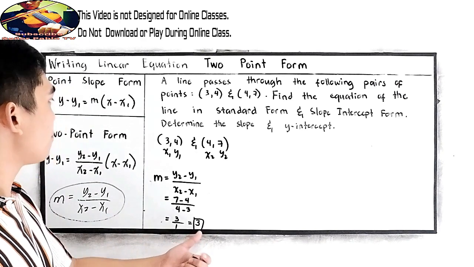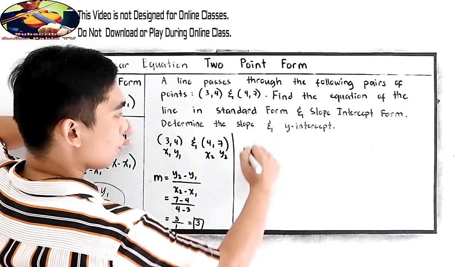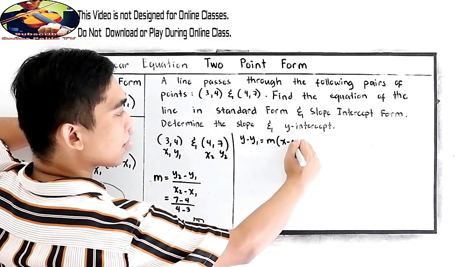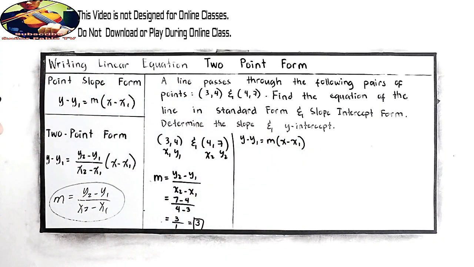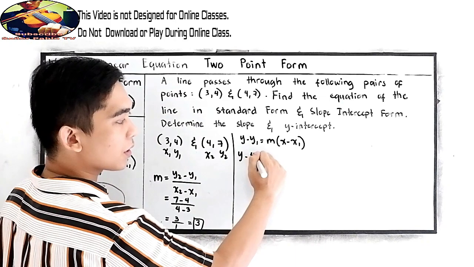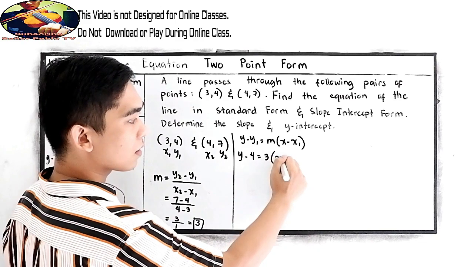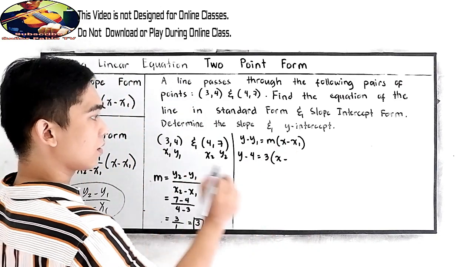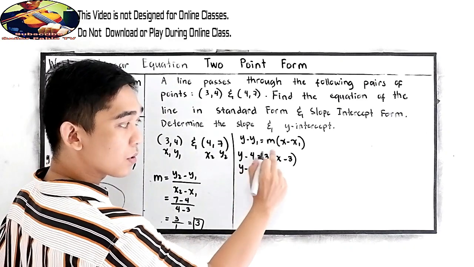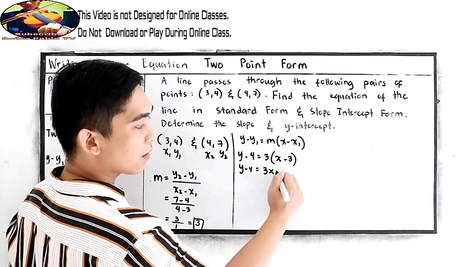Now, after getting the slope, we can go to the point slope form. So copy y minus y sub 1 is equal to m times x minus x sub 1. Y minus y sub 1, that is 4, is equal to m, which is 3, times x minus x sub 1, which is 3. So copy y minus 4 is equal to distribute 3 times x, that is 3x, 3 times negative 3, negative 9.